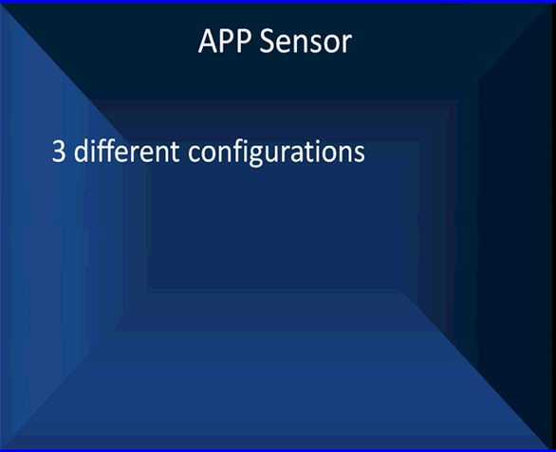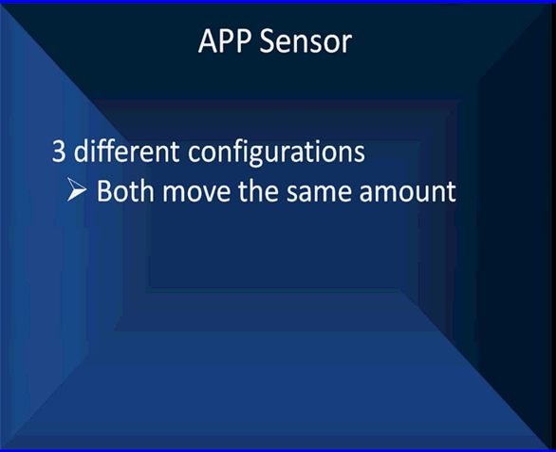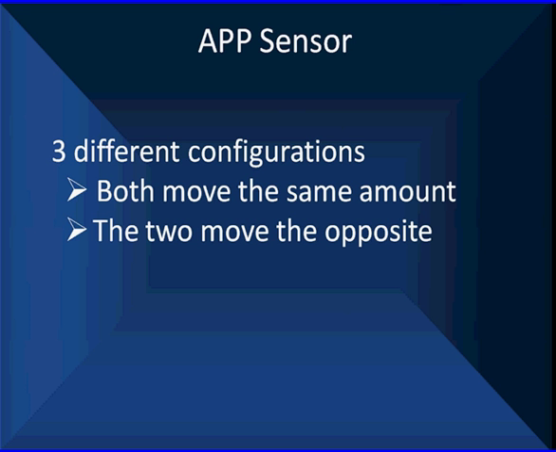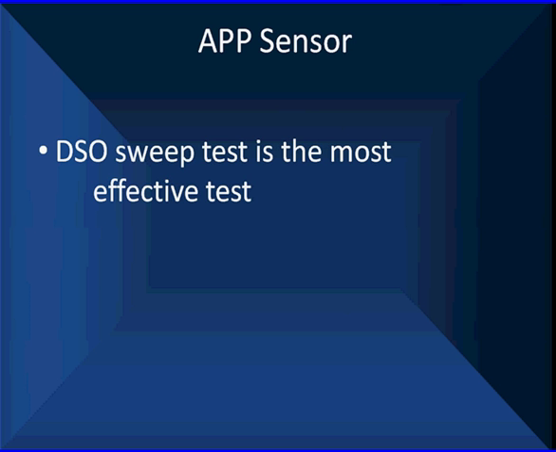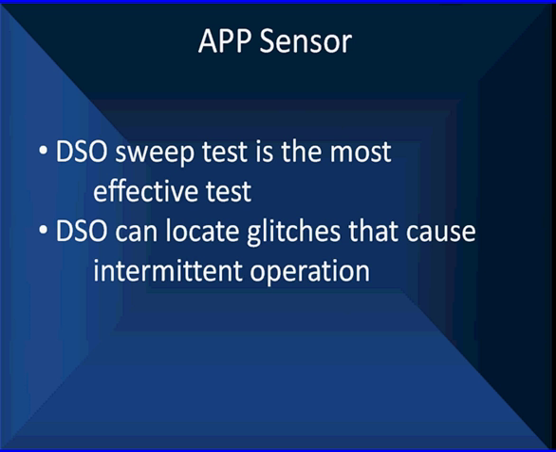Now, you can see three different configurations. Both have the same voltage movement, move in the same direction, and they move the same amount. The two move in opposite directions. One's going up and one's going down. That's a common thing to see. Each has different peak voltages. What you really need to do is you need to do a good sweep test, because it is the effective way to find a bad sensor. And you got to locate glitches that cause intermittent operation.